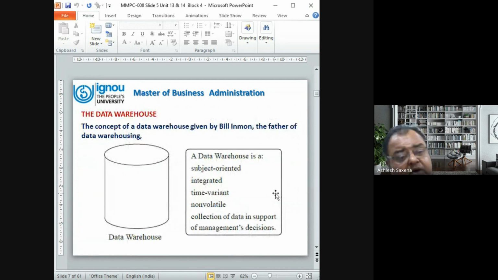Now, what is a data warehouse? The concept of data warehouse was given by Bill Inmon, the father of data warehousing. You can see a cylinder, that is a warehouse, the data warehouse. What does this consist of? It is a subject oriented, integrated, time variant, non volatile collection of data in support of management's decision.